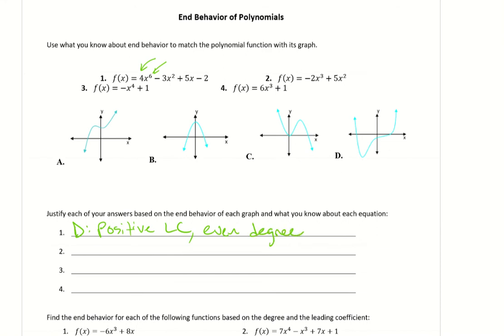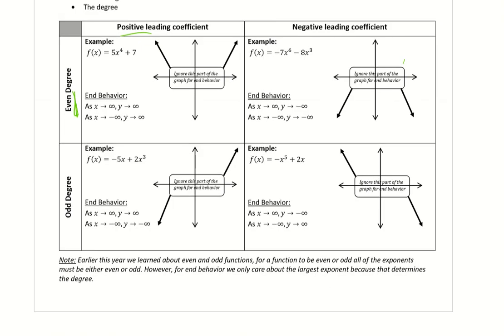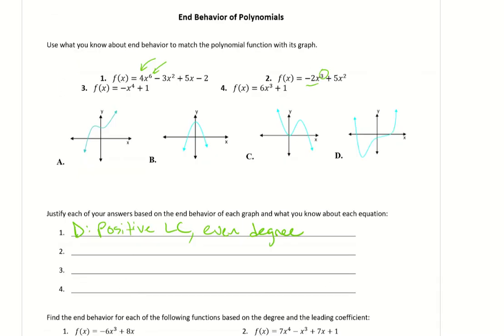And then let's see, number 2 is negative leading coefficient and odd degree. So now we're looking in the second column, negative leading coefficient, odd degree. So we're going to have the arrow on the left up, the arrow on the right down. So left is up, right's down, so that's C. And it's because it is a negative leading coefficient and an odd degree.